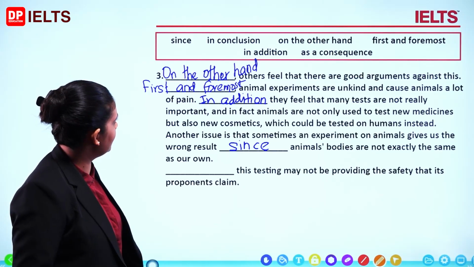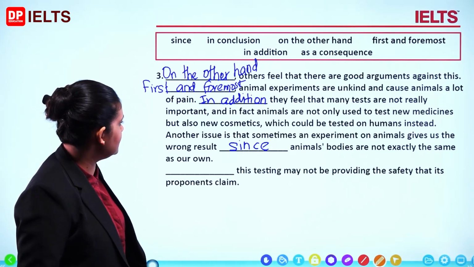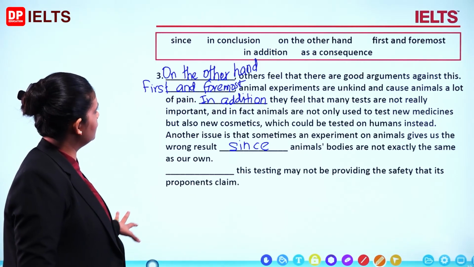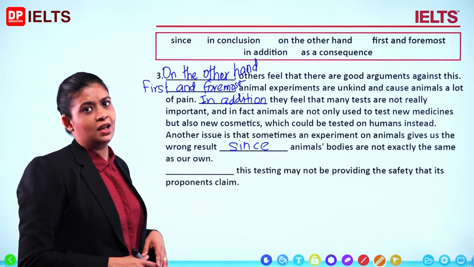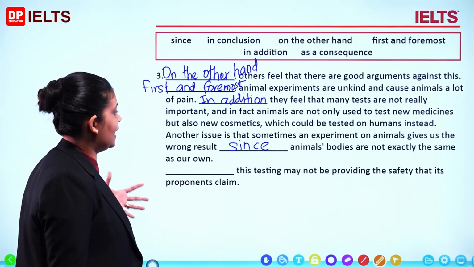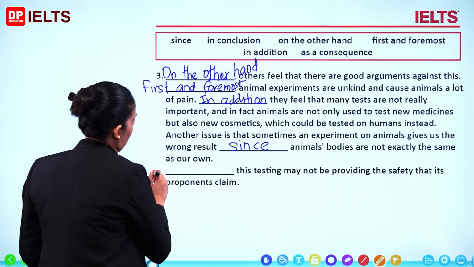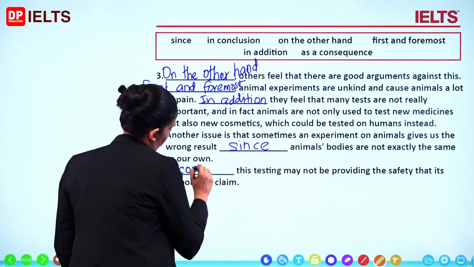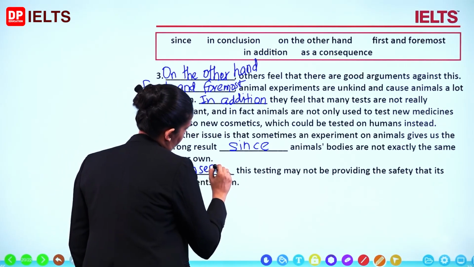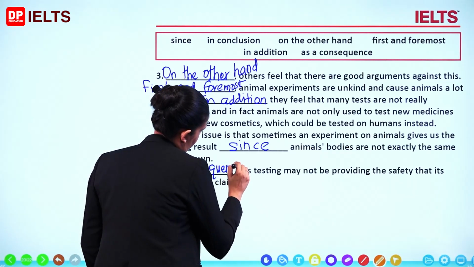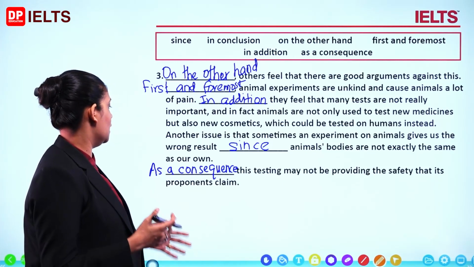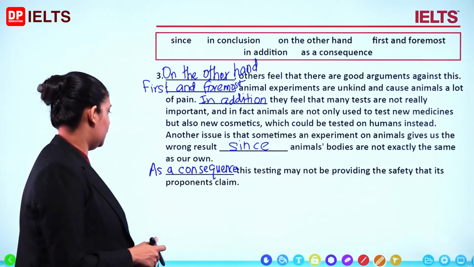So, what can we say? This testing may not be providing, right? So, it's not "in conclusion" because we haven't come to the end of the essay. So, we can say as a consequence, this testing may not be providing the safety that its proponents claim, okay?